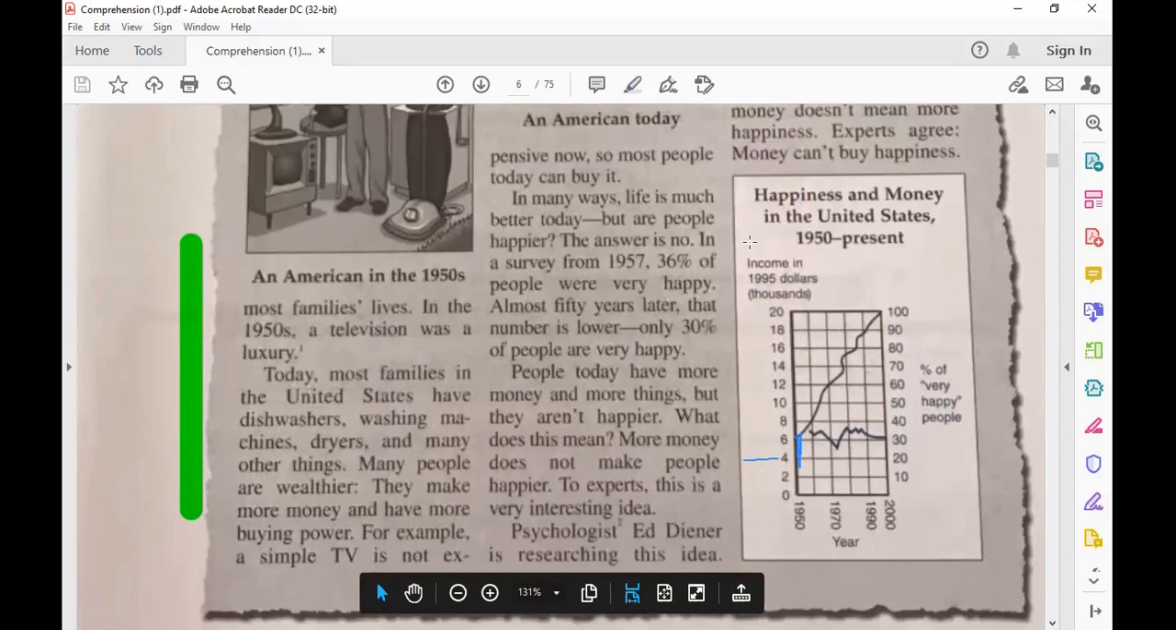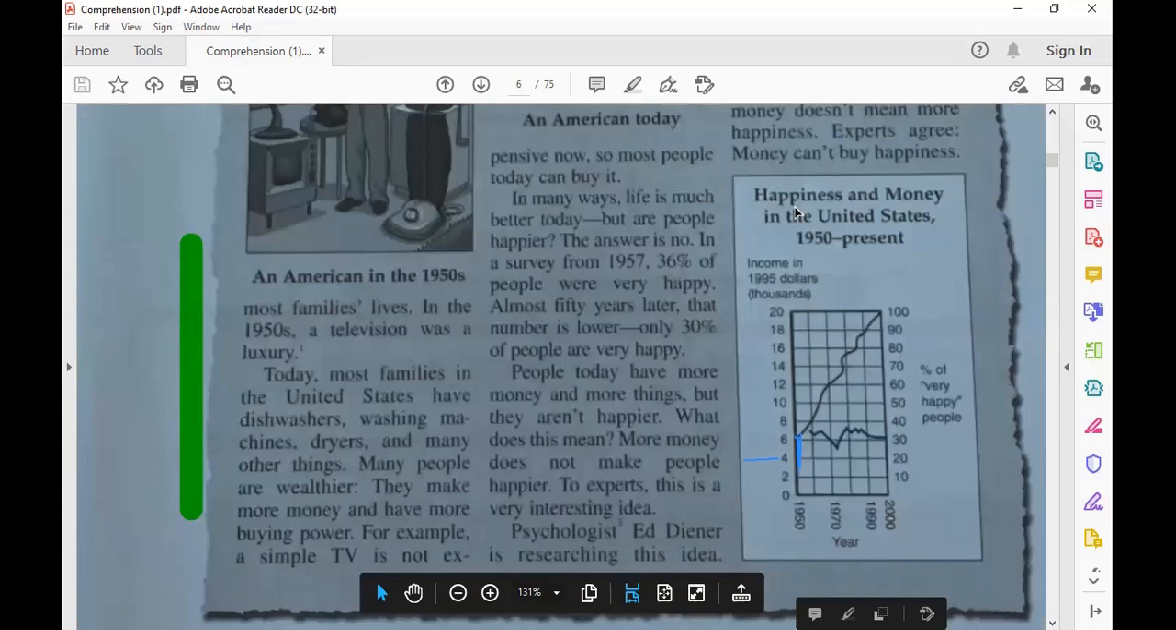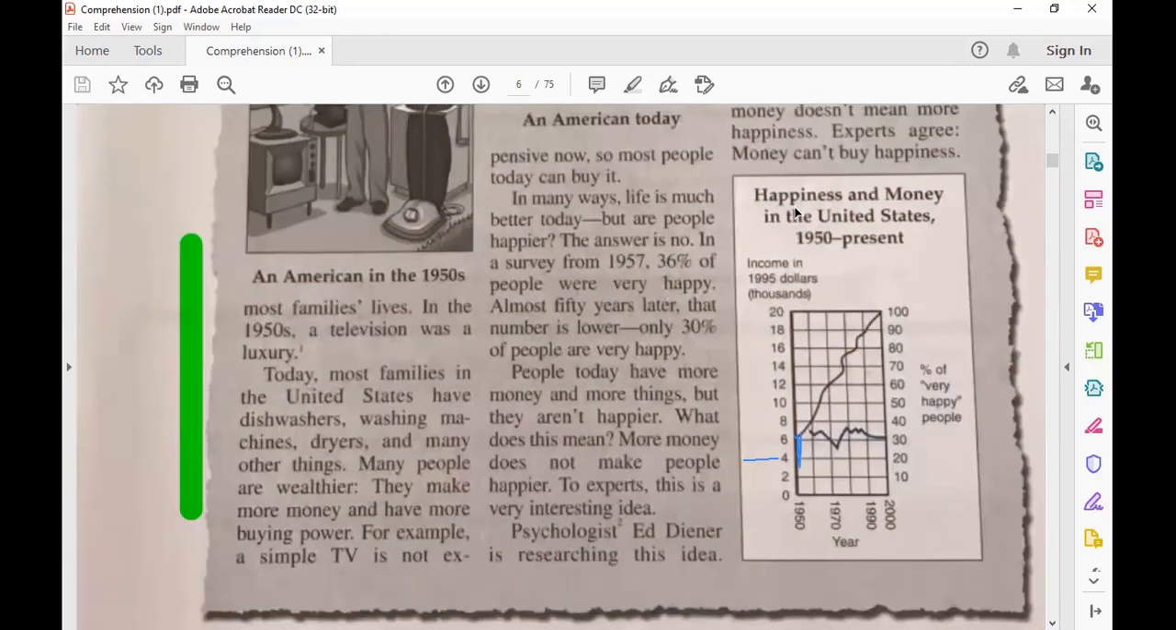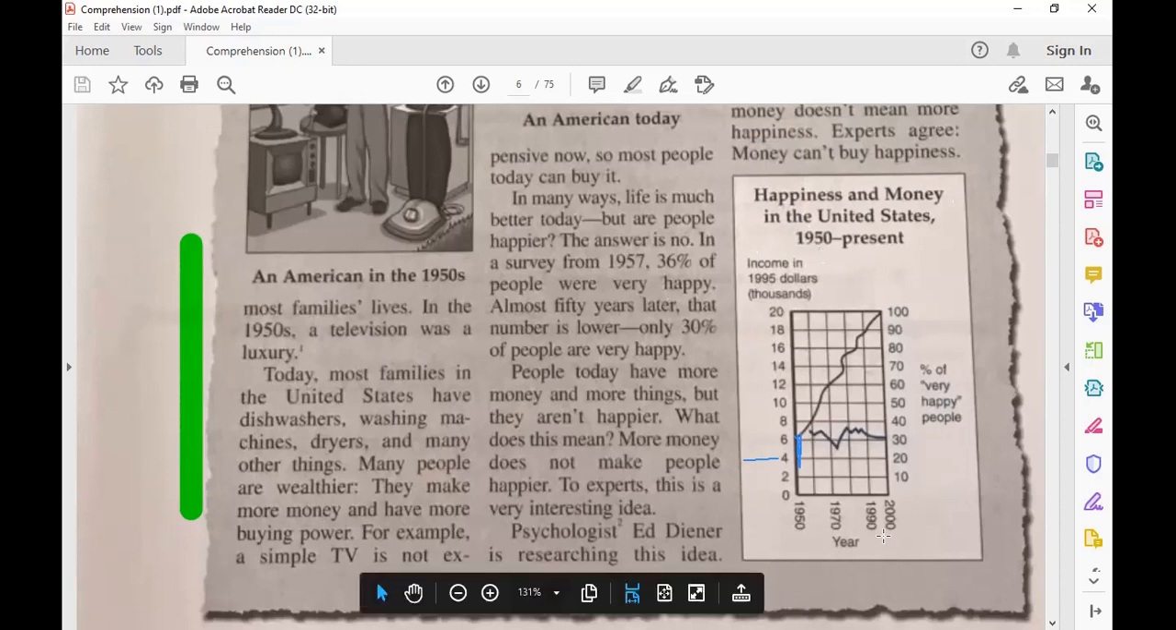We look at what? Charts. Here there is a caption for the chart: Happiness and money in the United States, 1950 and present. It means it is a comparison between money and happiness from 1950 until this moment, which is 2000.